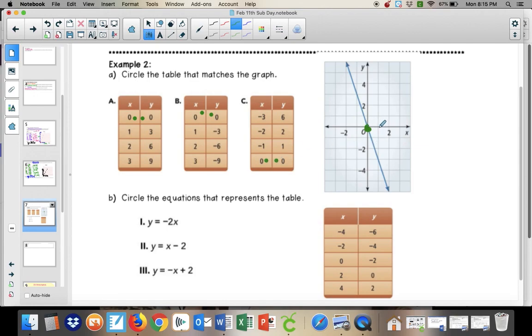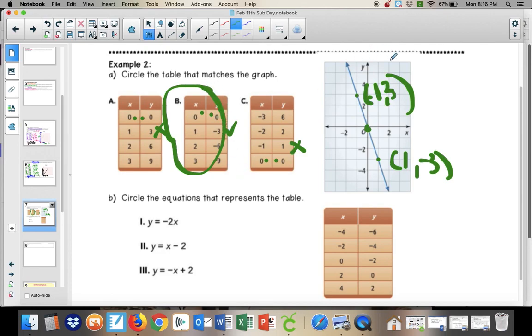So let's look at 1. Let's go down, and it meets right here. So this is at -1, -2, -3. So my point is 1, -3. So let's look. 1, -3. Nope. Doesn't match. Oh, that matches. This doesn't have 1. So let's go backwards. This is -1, 3. Okay. So let's make sure that last table, -1, 3. When I look at -1, I get 1. Doesn't match. So letter B is the table that matches our graph.